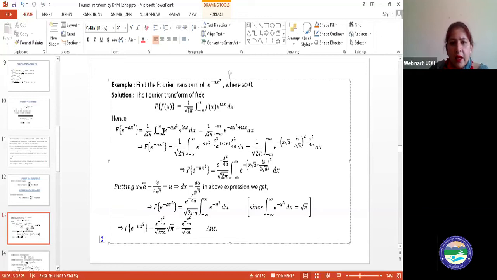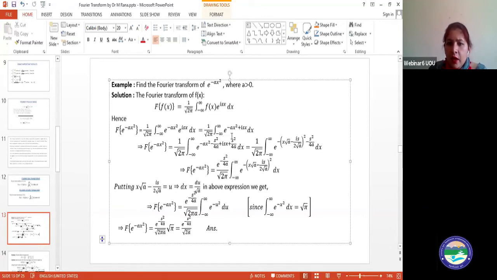So we'll combine these as the bases are the same. We'll have 1 upon root 2 pi, integration from minus infinity to plus infinity of e raised to power minus ax square plus isx dx. Now our main motto is to solve this integration. So we'll use some trick for solving this integration. We will add and subtract something and convert it to a particular standard integral form. So F of e raised to power minus ax square equal to 1 upon root 2 pi, integration from minus infinity to plus infinity.